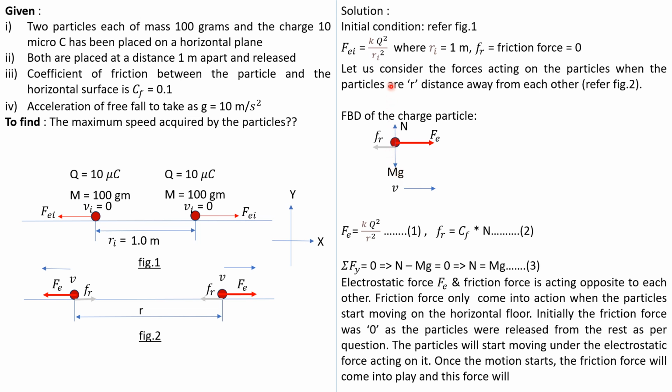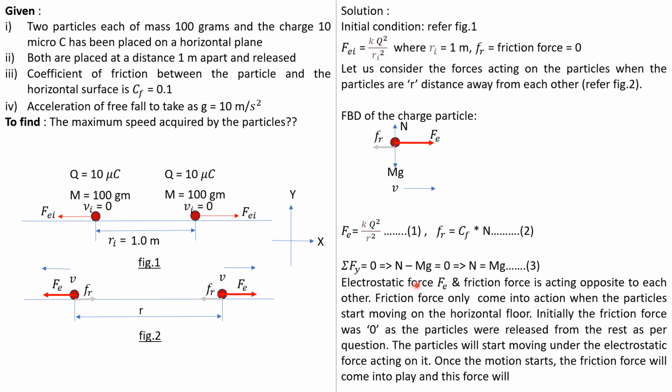There is no motion in the y direction. We have taken this as y direction, this as x direction. So there is no motion in y direction, meaning there is no acceleration in y direction. So summation of Fy will be 0. And in the y direction, there are two forces, N and mg. So we have put the value and we got N is equal to mg.